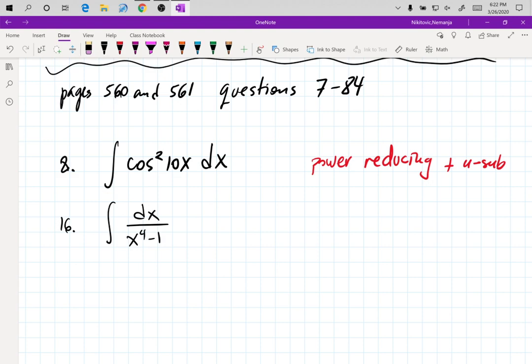So we are using partial fraction in here. Factor, plus partial fraction. So, next problem.